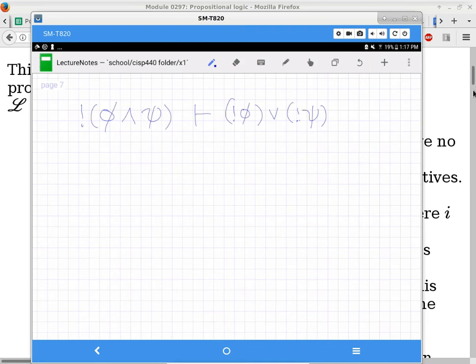Shouldn't that be the negation of P or Q and or? Oh, that's an or. That is correct. Take a picture again once I fix it. That's supposed to be an or. You're correct. There we go.